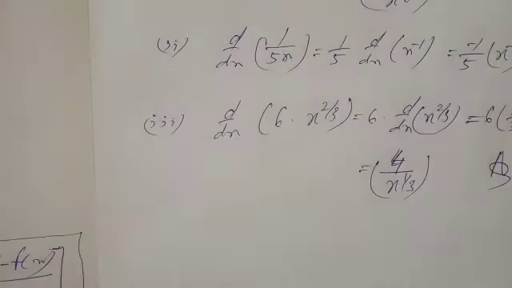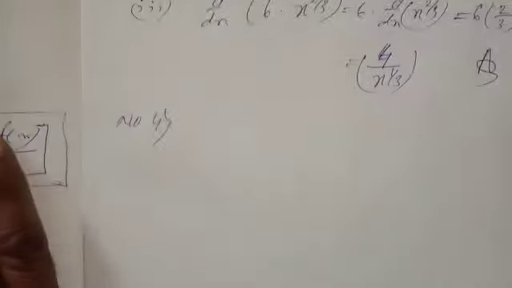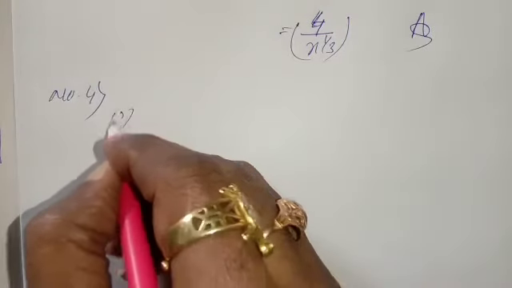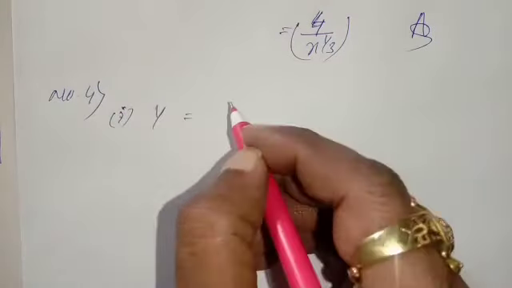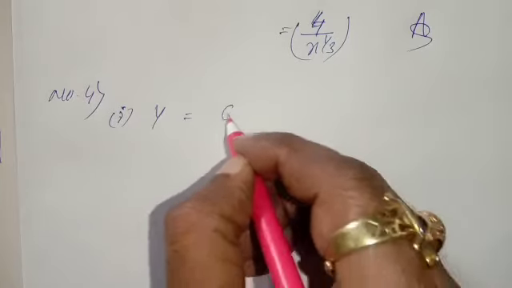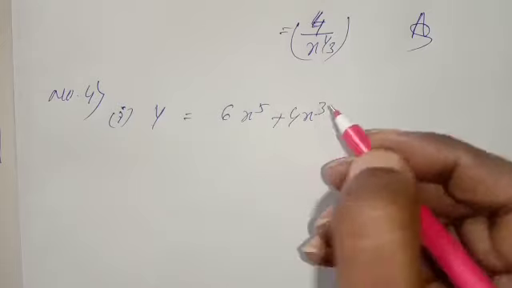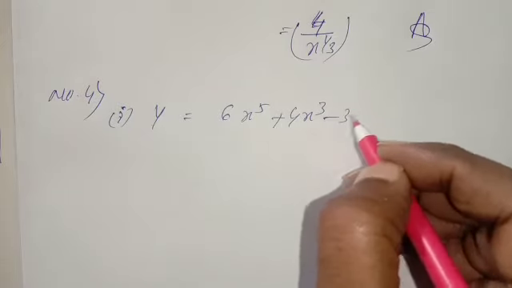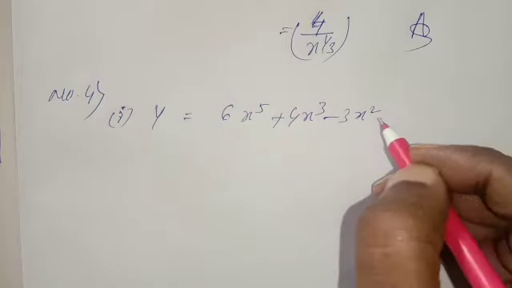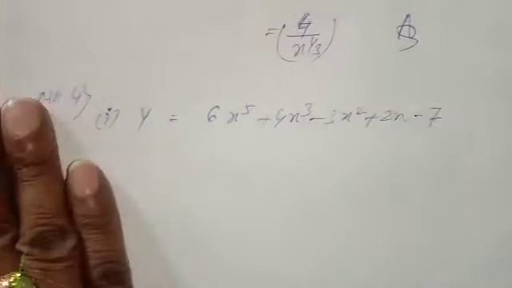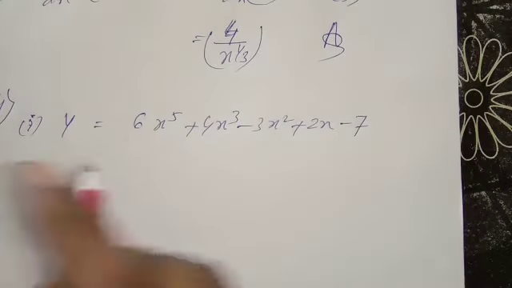Let us go to the next part, that is number 4. See what is given in number 4, first part. You write y equal to 6x to the power 5 plus 4x cube minus 3x square plus 2x minus 7. This is the question given, and you have to find the derivative.